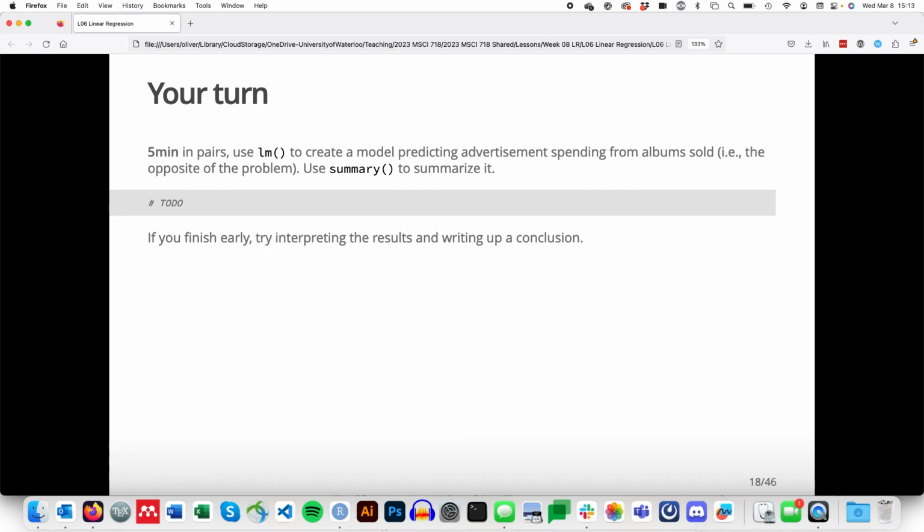In pairs or individually, I don't really care, you can create a model predicting advertisement spending from albums sold. So this is the idea of the inverse problem, just to practice this out. Use summary to summarize it. If you finish early, try interpreting the results and write a conclusion. So we're going to regress albums. Given how many albums were sold, how many pounds do we think they spent on advertising? 5 minutes, go. We'll resume at 20 after, and I'll walk around if you have any trouble.